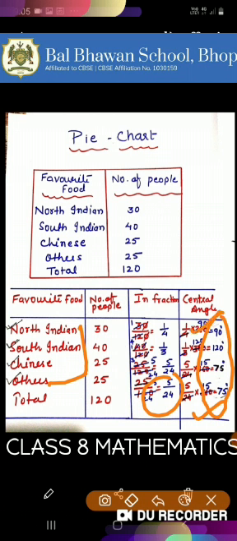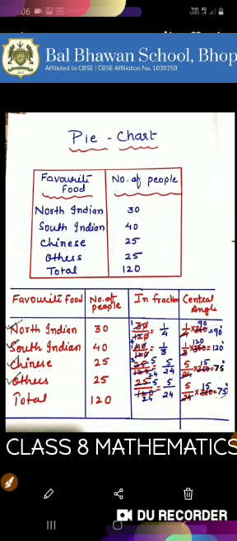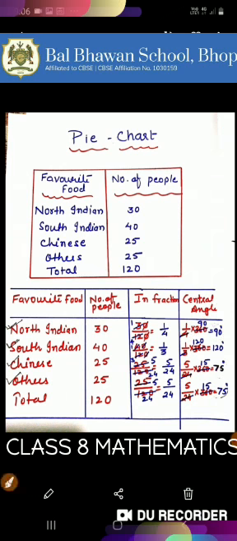So 90 plus 120 is equal to 210. Then 75 plus 75 is 150. So 150 plus 210 is equal to 360 degrees. That means our calculations are correct. So children, this was the first part of the construction of a pie chart. Now in the second part, we will learn how to construct a pie chart through the central angles.